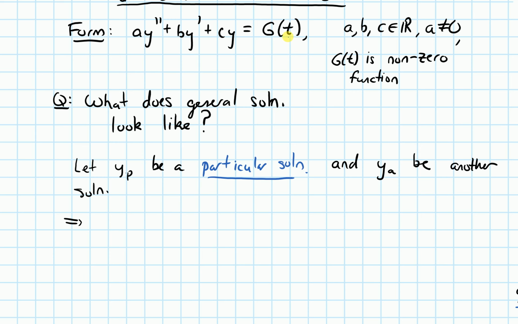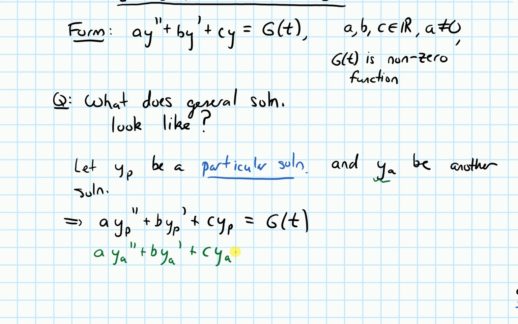All right. So the fact that y sub p, we're saying that that's a particular solution, that's one solution, means that when we plug it into this differential equation, it satisfies it. So that means that a times y sub p double prime plus b times y sub p prime plus c times y sub p, that should be equal to g of t. But for the same reason, when we plug in y sub a, we said that was some other solution, we should get a times y sub a double prime plus b times y sub a prime plus c times y sub a. Well, that should also be equal to g of t, because we're supposing that that is another solution.